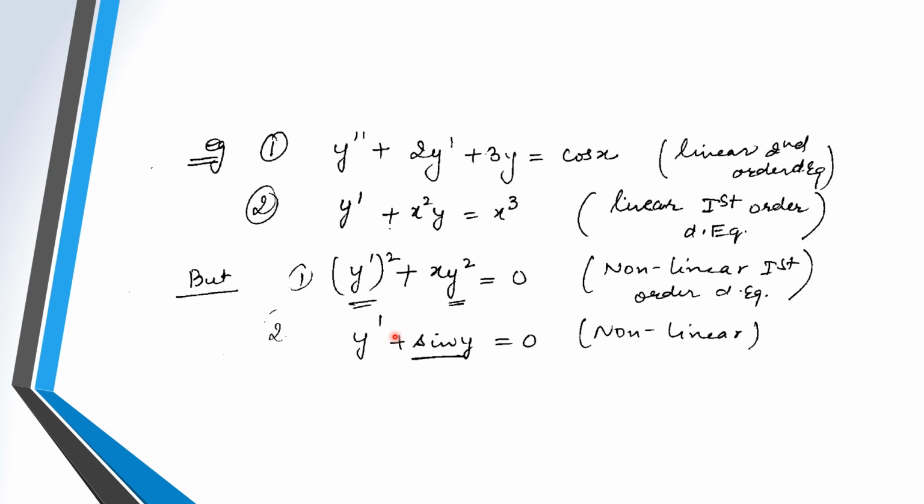So this point is clear. Any differential equation of the form a naught times the nth derivative of y, then a n minus 1 times the n minus 1 derivative of y and so on, is equal to some function of x, is said to be a linear differential equation.